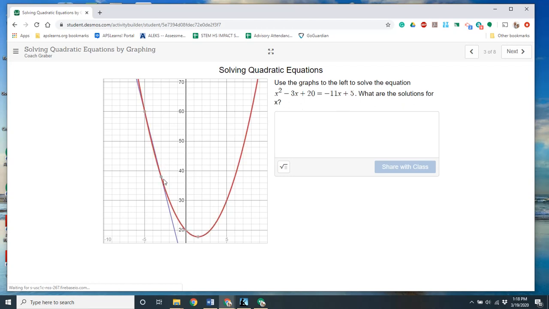So clicking again, if you click on one of these graphs here, you should see these 2 points here. Those are the intersections. So the solutions here are negative 5. Again, we just care about the x, and then negative 3. So it's x is equal to negative 5 or negative 3.